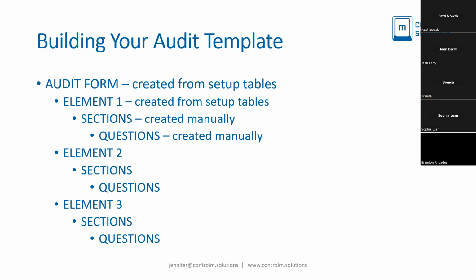As we go through building our template, be aware that there will be 3 levels. The first level will consist of the form itself and the elements. These are developed from the setup tables. The second and third levels, which are the sections and questions, will be added manually after the initial form and elements are set up. You are also required to have at least one element and one section with questions. A useful way to think of your audit is as an outline where you can define these levels and questions and then use the outline during your configuration.